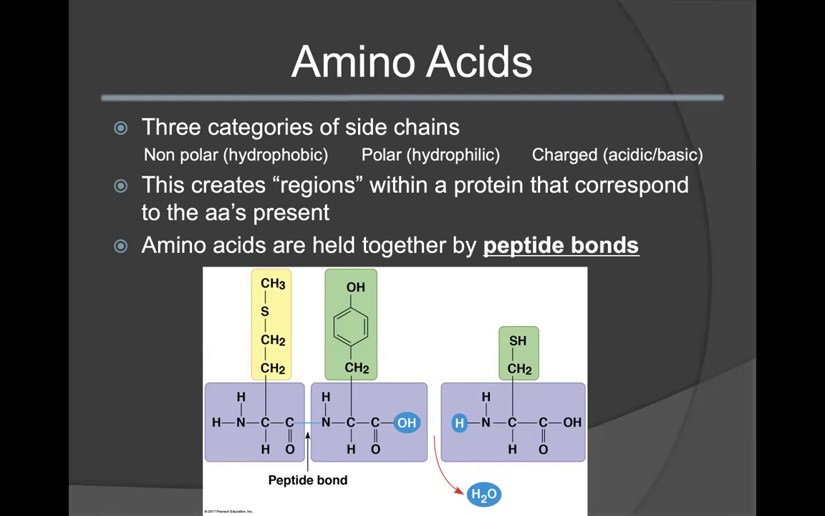Once again, these amino acids are going to be held together by a peptide bond. The picture below depicts how that peptide bond is formed. It is formed from the carboxylic acid group of one amino acid interacting with the amino group of an adjacent one. Once you have a dehydration reaction and that water molecule is removed, you have the formation of that peptide bond, which results when that carbon from the carboxyl group is bound to the nitrogen of the adjacent amino group.